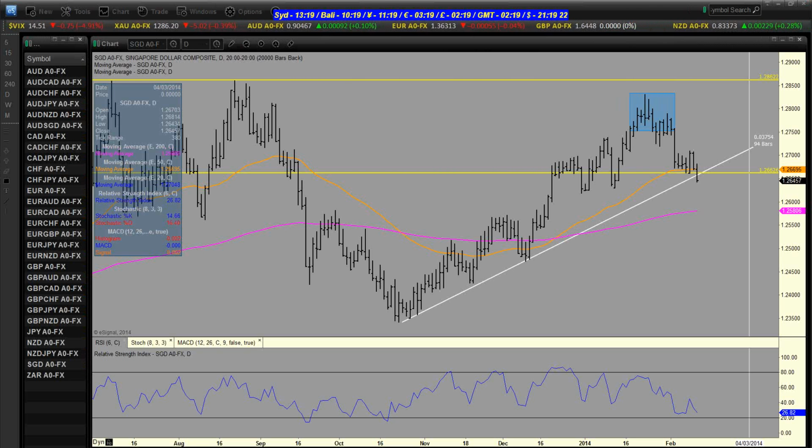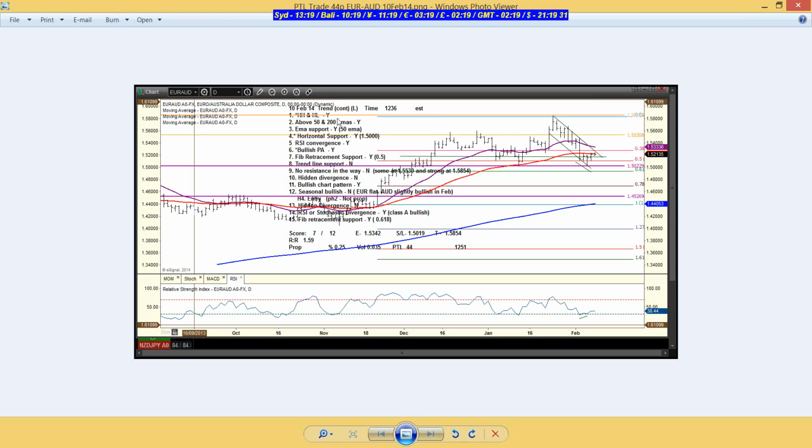Also from Tuesday morning, Euro Aussie, Pound Aussie. More of this. Higher highs, higher lows. Above 200, yeah, above 50. Horizontal support, yeah, $1.50. RSI convergence, yes. Retracement support, trendline support. No resistance in the way. Hidden divergence. Bullish chart pattern, double bottom, yep. Seasonal: Euro flat, Aussie slightly bullish in Feb.